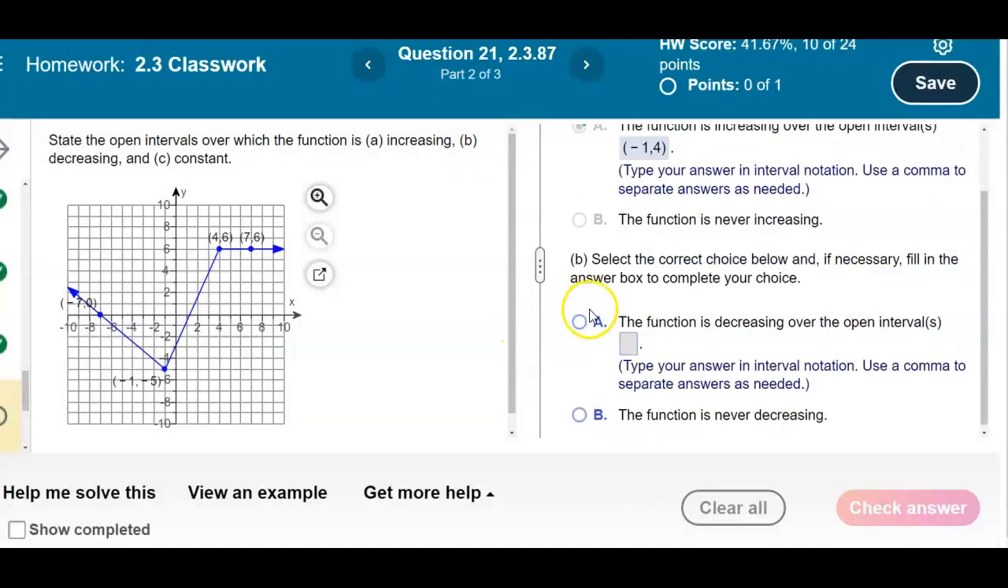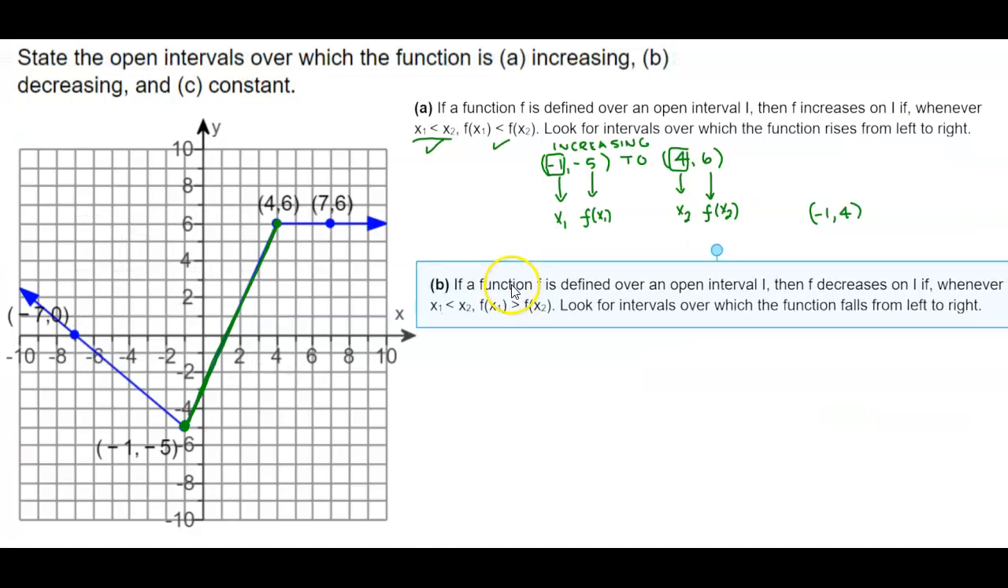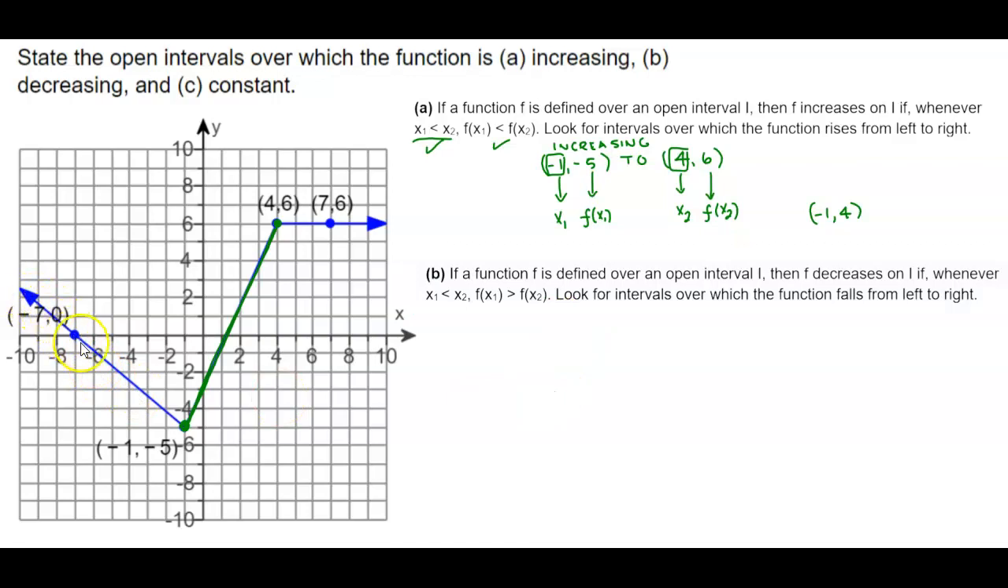Now what we want to do is find out where the function is decreasing. So let's take a look at the graph here. Where is it decreasing? We already talked about that. You can see that it's decreasing from left to right, from here to there. So on the open interval, you can see where it is decreasing.